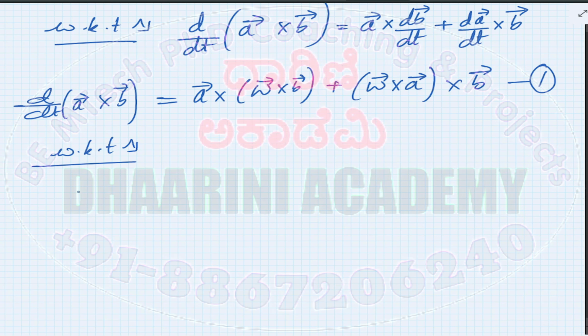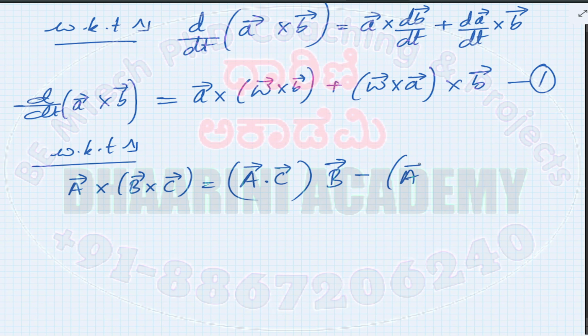It says that if you have vector a cross vector b cross vector c, you can write the cross product in terms of dot product. This is vector a dot vector c into vector b minus vector a dot vector b into vector c. This is the first thing which we know.